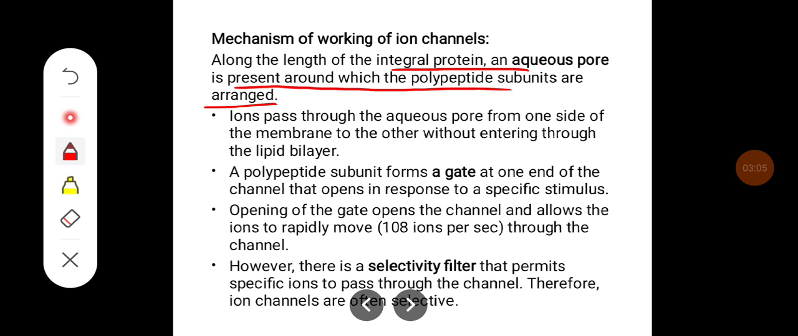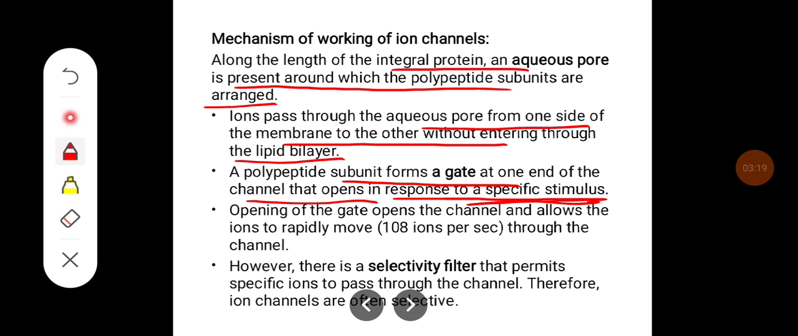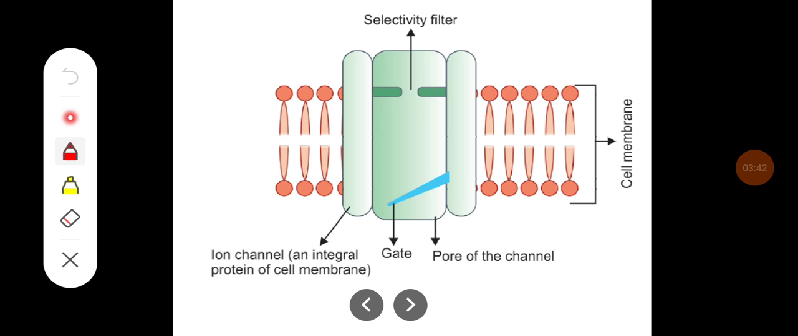The ions pass through the aqueous pore from one side of the membrane to the other without entering through the lipid bilayer. A polypeptide subunit forms a gate at one end of the channel that opens in response to specific stimulus. Opening of the gate allows the ion to rapidly move, maybe 10^8 ions per second through channel. However, there is a selectivity filter that permits specific ions to pass through the channel. Therefore, these ions are often very selective. So this is an example of one ion channel.